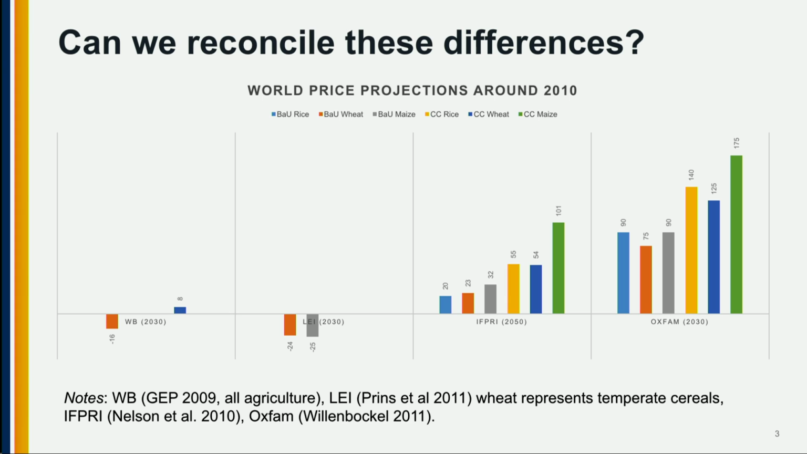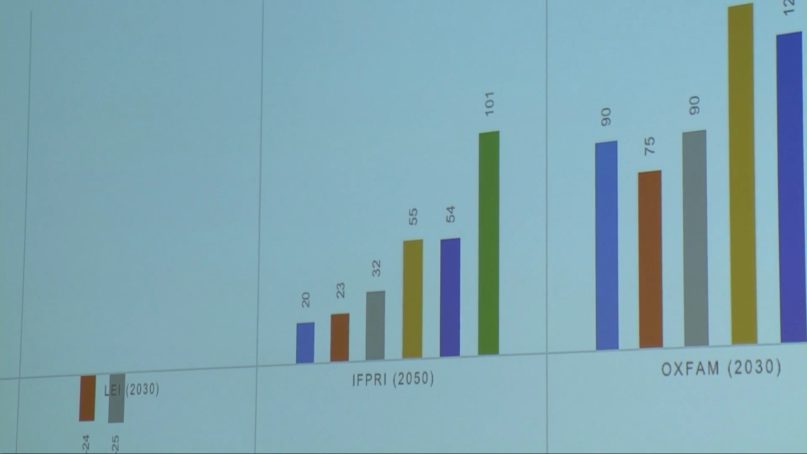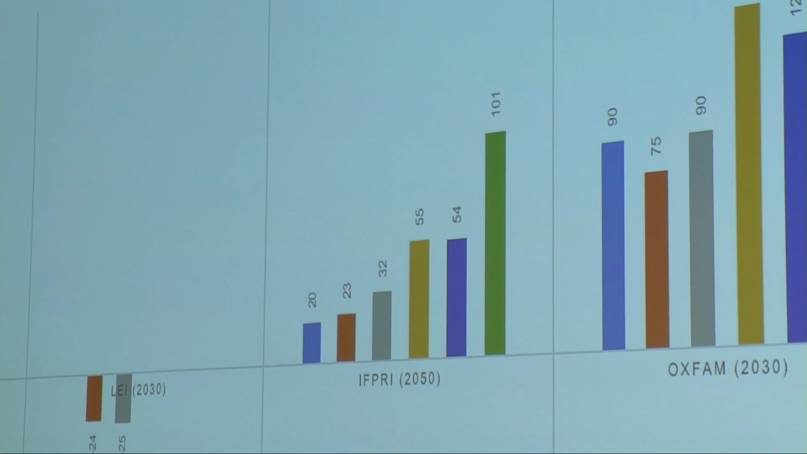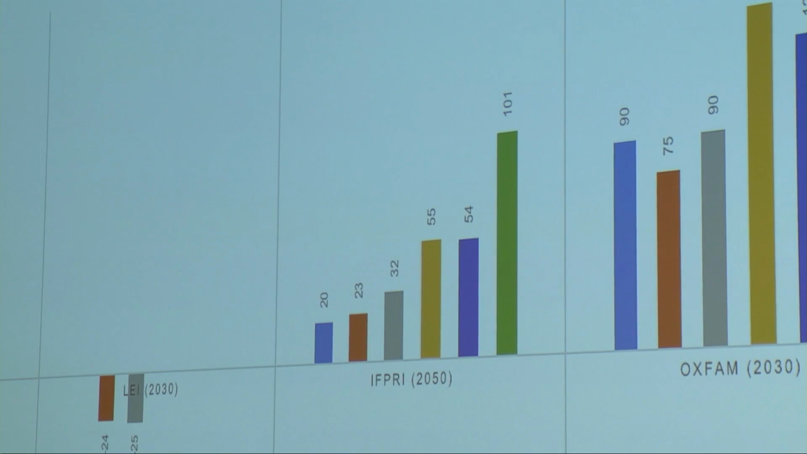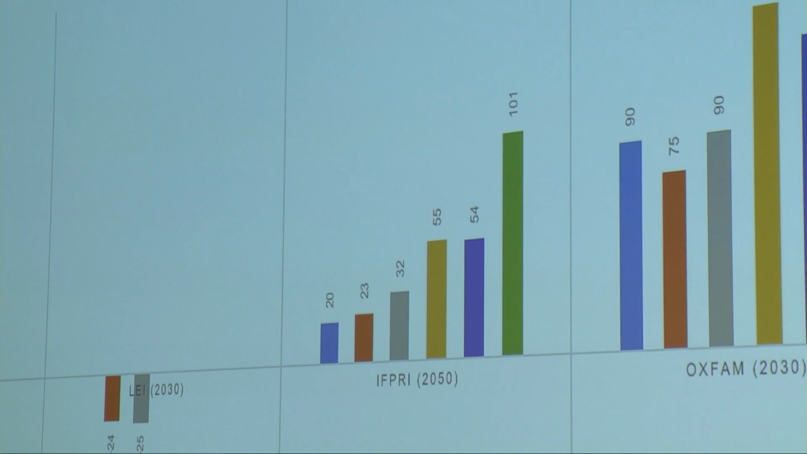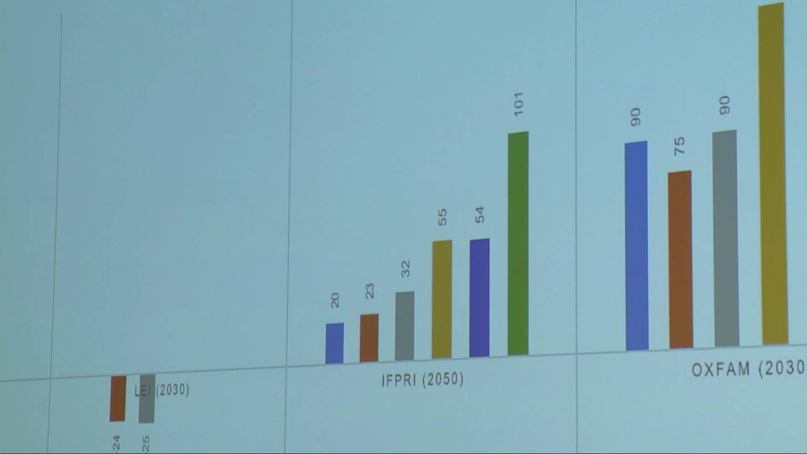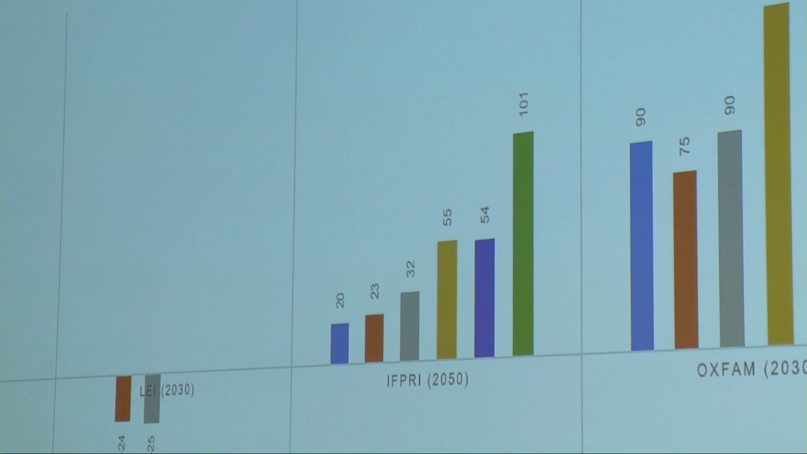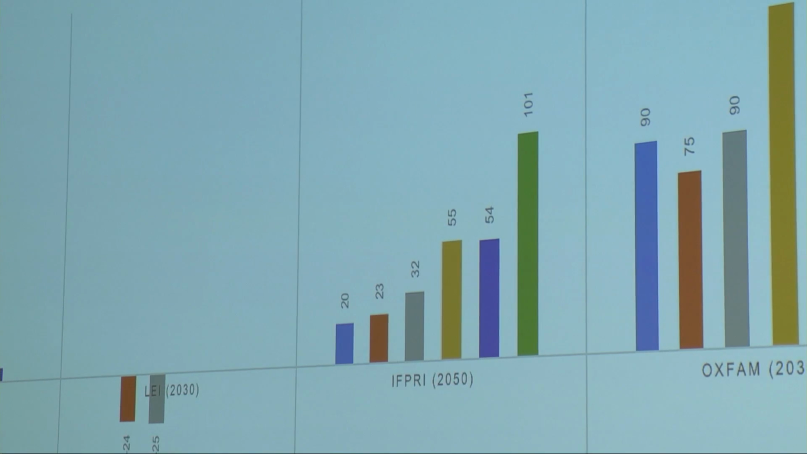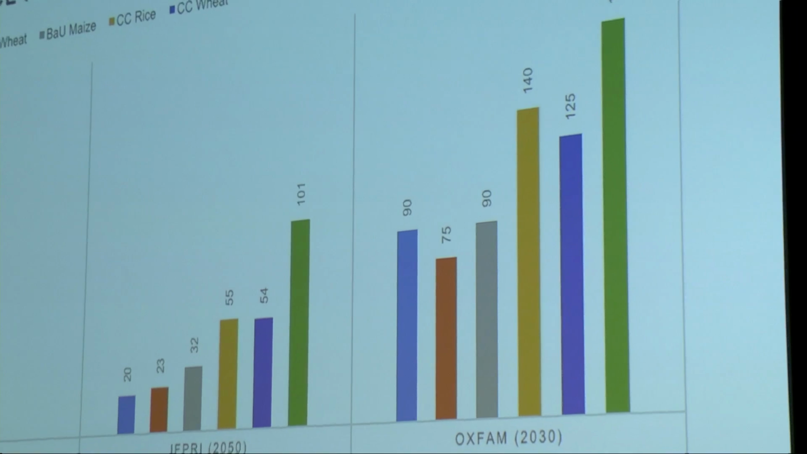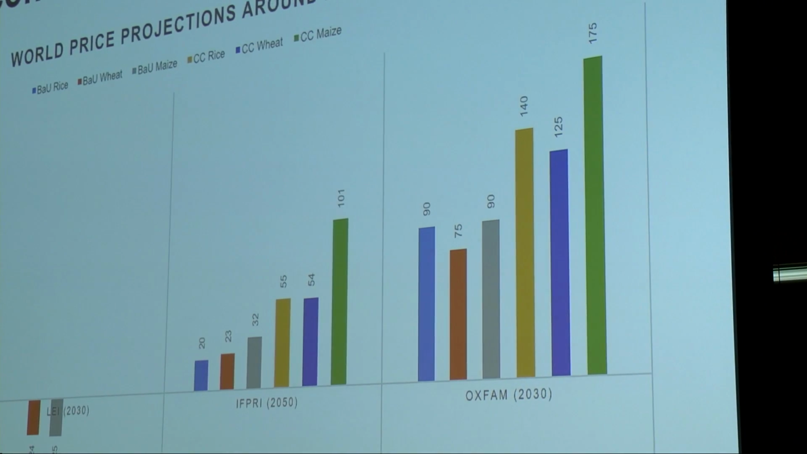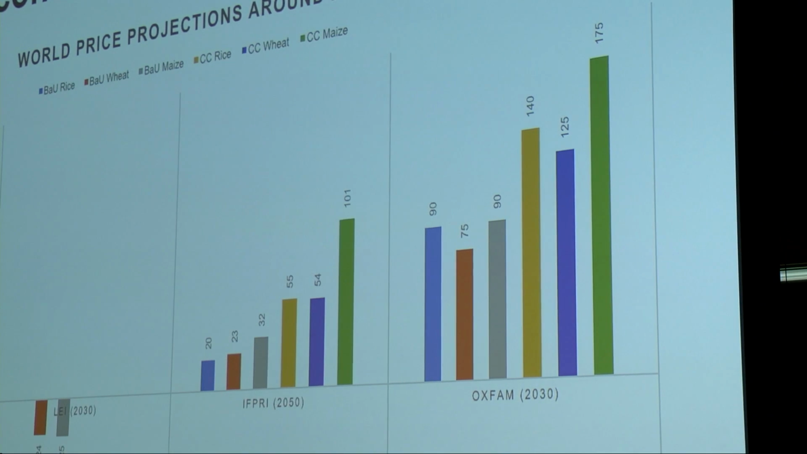IFPRI, on the other hand, came out with a pretty widely circulated report, Nelson et al. in 2010, and so we have prices there for rice, wheat, and maize. The first three are for a no climate scenario, so roughly rises of 20 to 30% without climate change. You can see that the climate change impact is very huge. Okay, for maize, you basically would have a doubling of prices between their base year and 2050. And then Oxfam also came out with a report roughly at the same time, much higher price rises, both with climate change and without climate change.